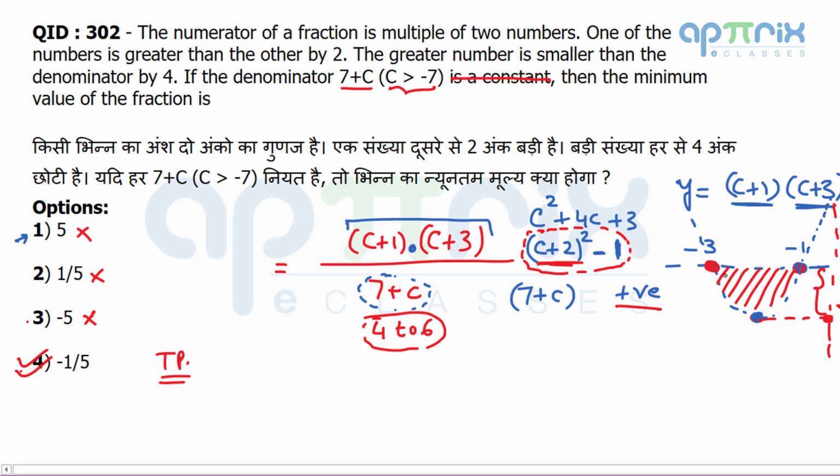But there is a problem. The numerator magnitude is never more than 1. So it will be something between 0 and 1 divided by 4 to 6 with a negative sign. It can never have a magnitude of 5, and therefore the answer will be minus 1 by 5. If you have this clear thought process, you can easily solve it without any complexity.